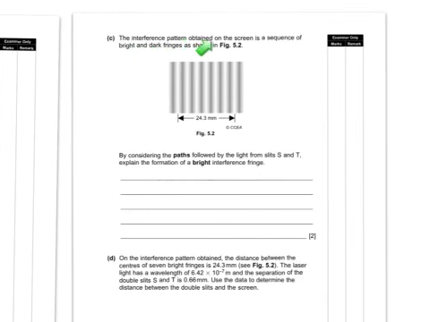The interference pattern obtained on the screen is a sequence of bright and dark fringes as shown in figure 5.2. And by considering the paths followed by the light from slits S and T, explain the formation of a bright interference fringe. So by considering the paths, explain the formation of a bright interference fringe. So why do we get these bright patches? It's really what it's asking us.